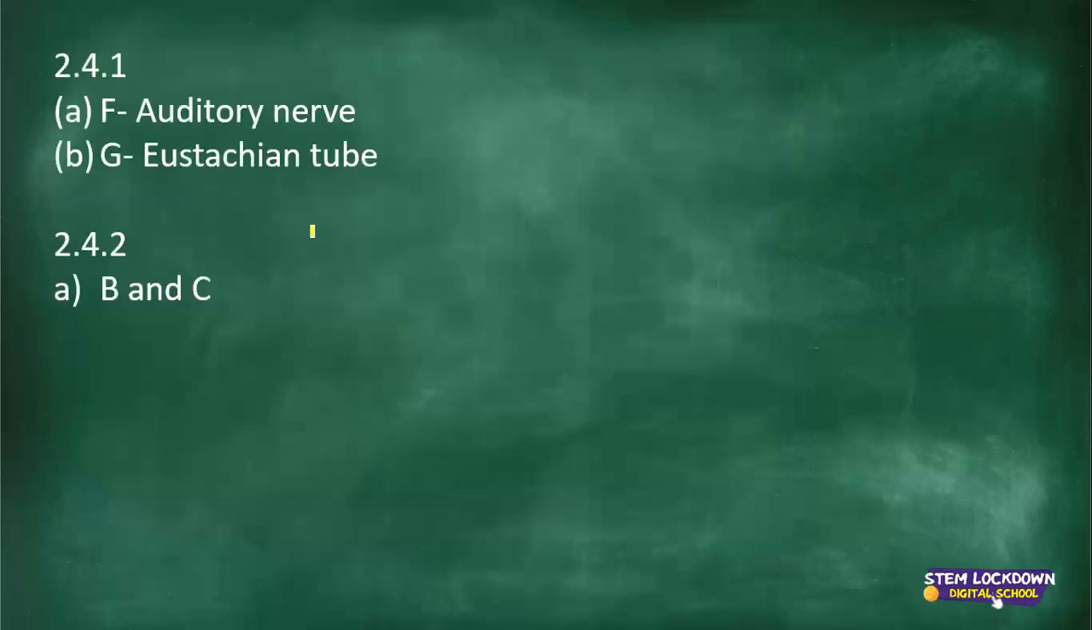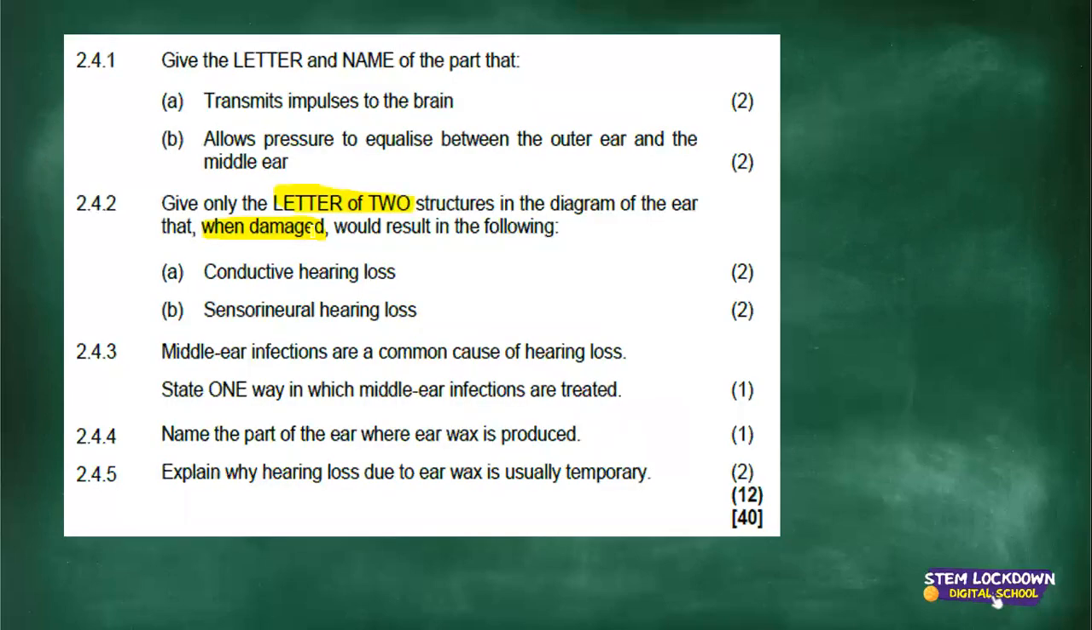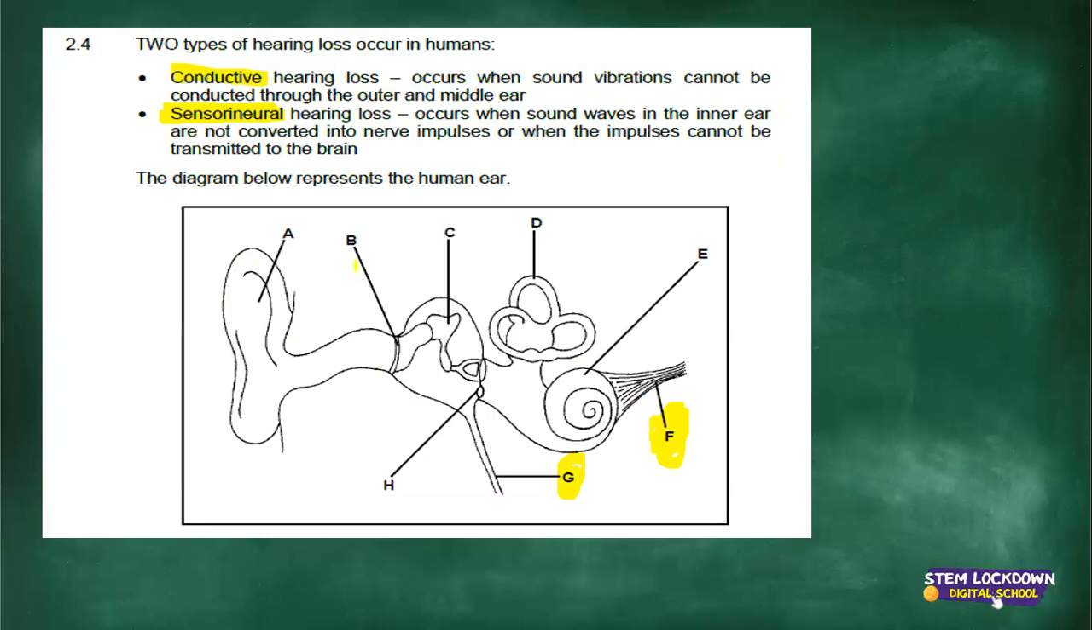Conductive hearing loss would be because of B and C. If B and C are damaged, it will result in conductive hearing loss. Why? Because here the sound vibrations cannot be conducted, and these parts are responsible for the conduction of sound vibrations through the outer and middle ear. Remember? So you look at their location and you also look at their functioning.